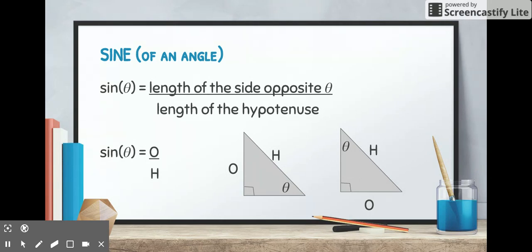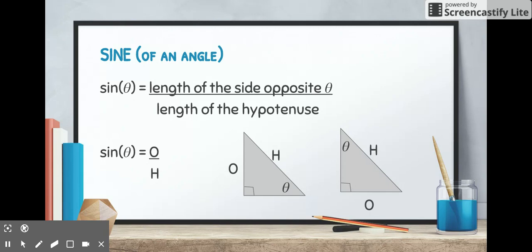So if you have sine, you're taking the sine of an angle, and the sine of the angle will give you an actual number, and that number is going to be the same as the ratio of the length of the side opposite that angle divided by the length of the hypotenuse. So if you take the side opposite the angle divided by the hypotenuse, that's going to give you a number, and that number is equivalent to the sine of your angle measure.